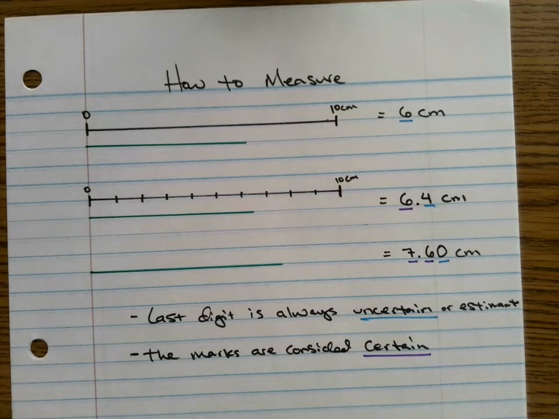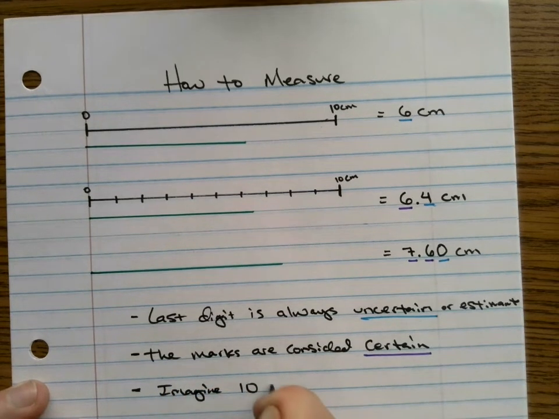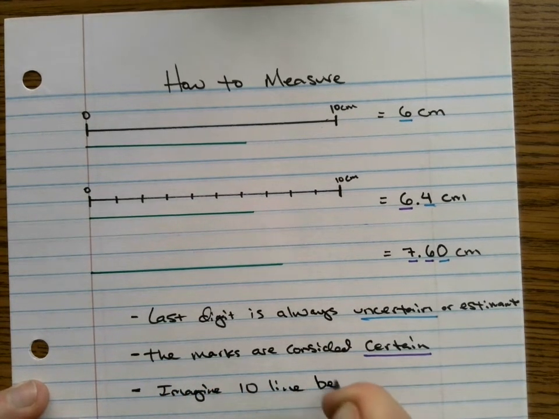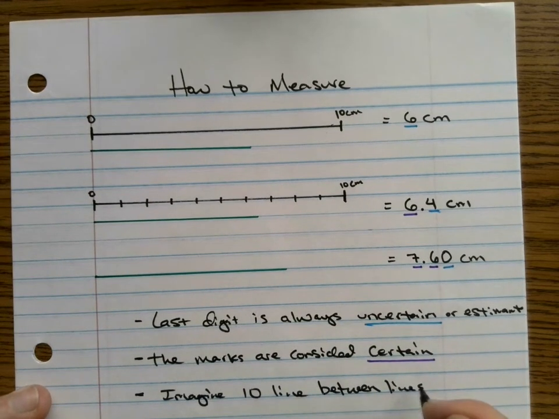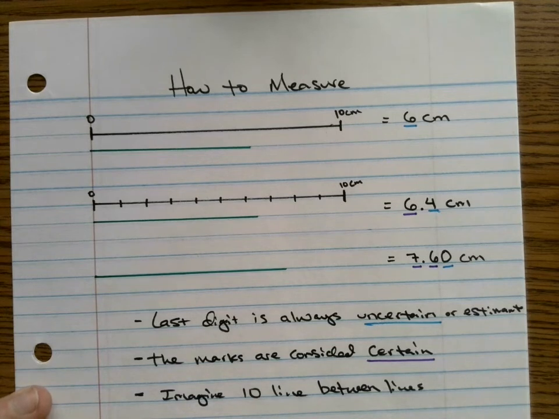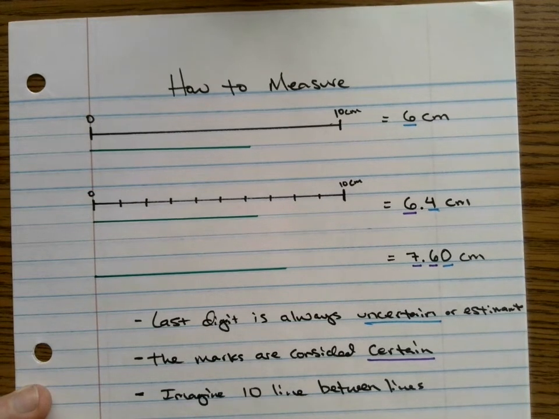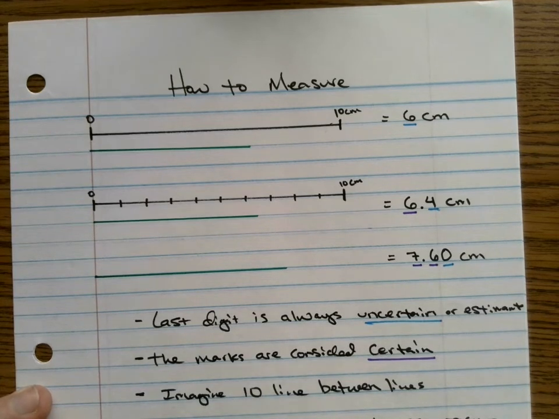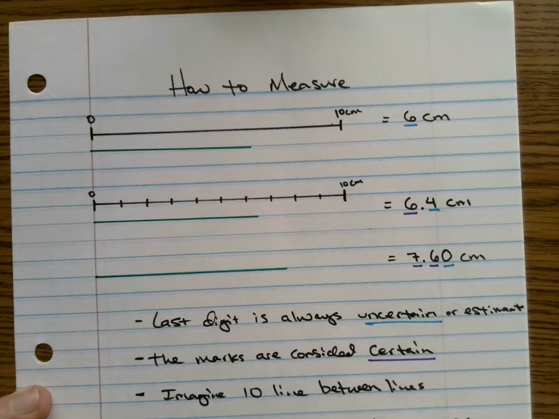All right, I'm going to write this down too. Imagine 10 lines between lines. Okay, that's the idea. These are your 3 rules. And then lastly, you can only measure to the accuracy of your tool or instrument.